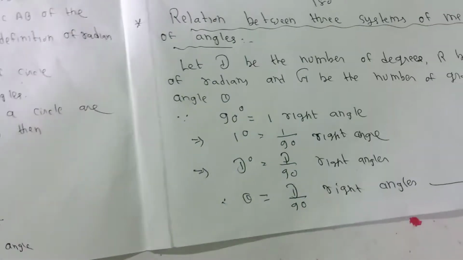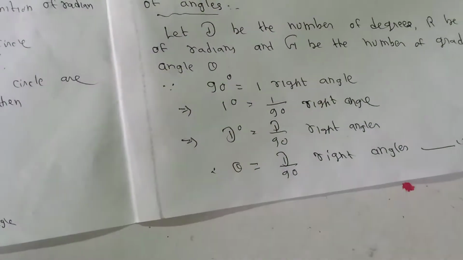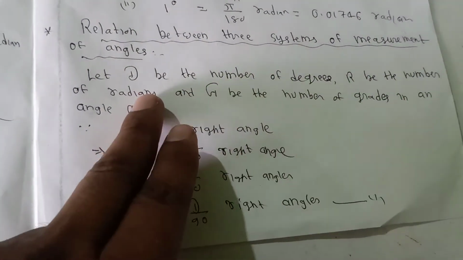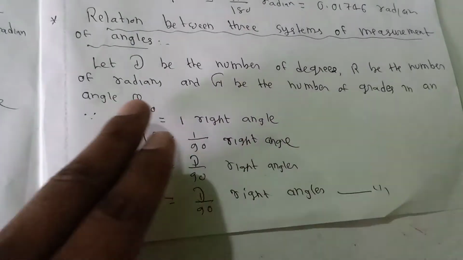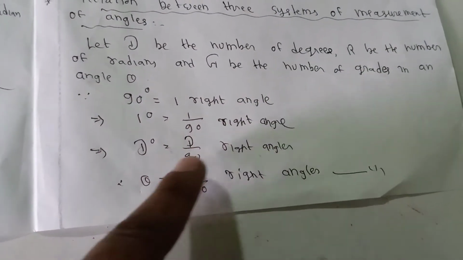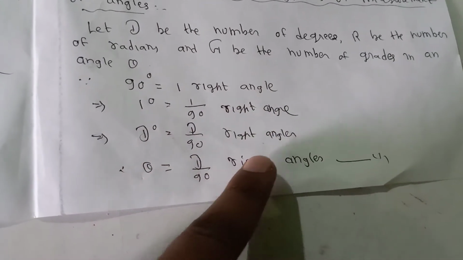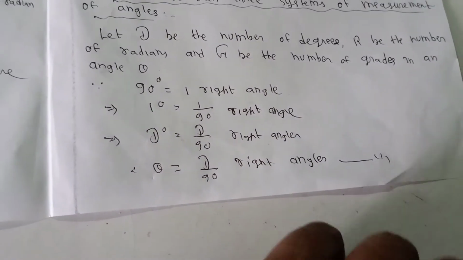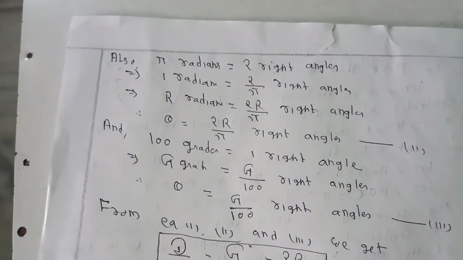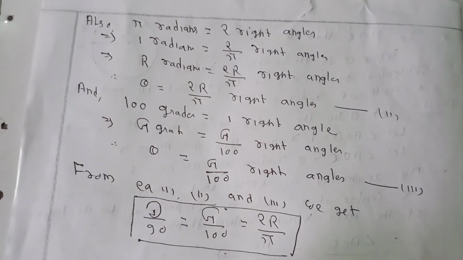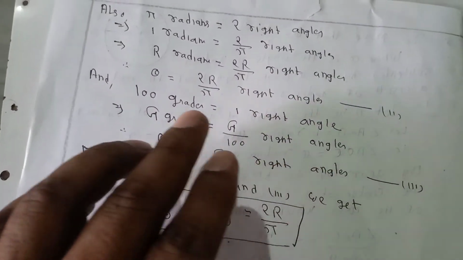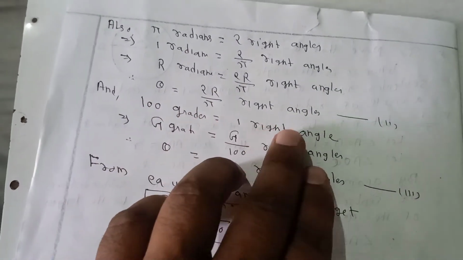Next, the relation between the three systems of measurement, that is, sexagesimal system, centesimal system, and circular measure. Let D be the number of degrees, R be the number of radians, and G be the number of grades in an angle theta. 90 degrees equals 1 right angle, so 1 degree is 1 by 90 right angle, so D degrees is D by 90 right angle. So theta equals D by 90 right angle. Also pi radians equals 2 right angles, so 1 radian equals 2 by pi right angles, so R radians equals 2R by pi right angles. Theta equals 2R by pi right angles.